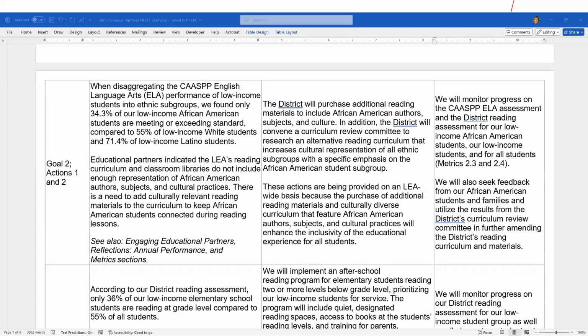It says, when disaggregating this data, we found only 34.3% of our low-income African-American students are meeting or exceeding standard, compared to 55% of low-income white students and 71% of low-income Latino students. So this example is an LEA that is taking an unduplicated student group and disaggregating the data even further within that student group.